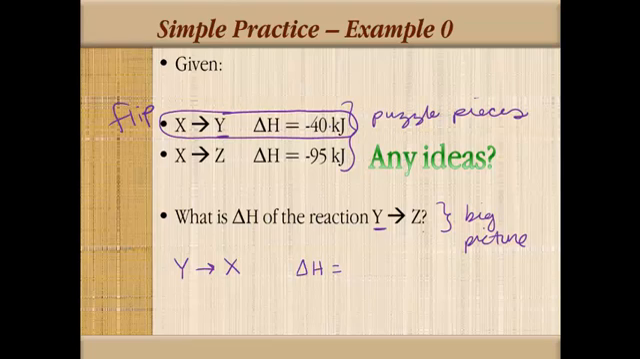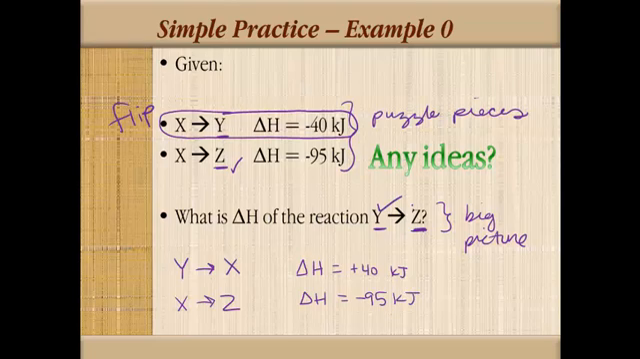It's no longer going to be exothermic, it's going to be endothermic. So I'm going to change the sign. It's now going to be positive 40 kilojoules. I go back to my big picture and I see that I need Z as a product. Well, Z is already a product in my puzzle piece, so I'm just going to rewrite that one as is. So X turning into Z, leave the delta H alone. It's still negative 95 kilojoules.